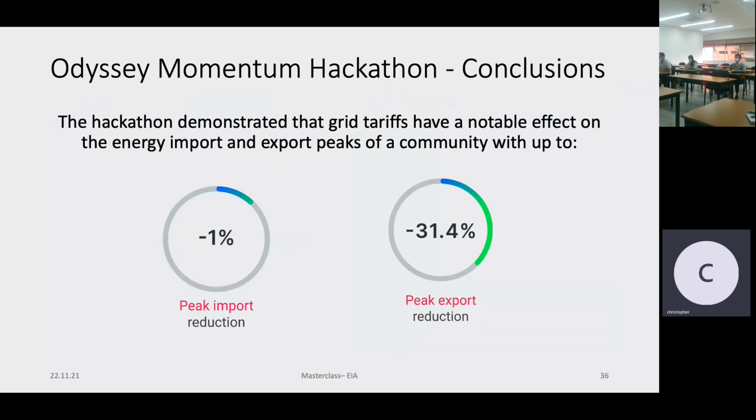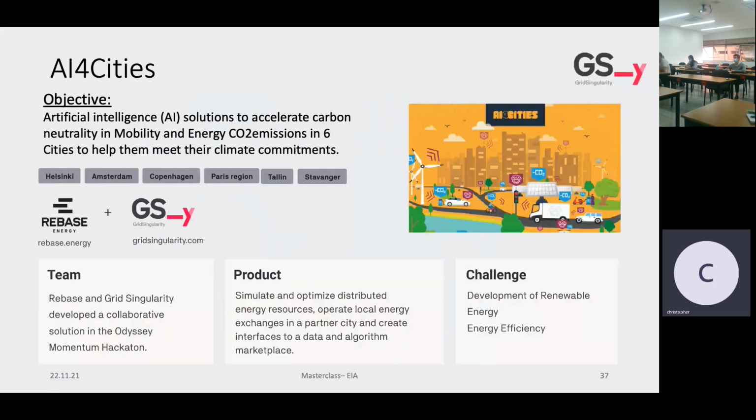One last project that I want to mention is AI for Cities. So we are doing a partnership with Rebase Energy to provide solutions to cities to reduce their CO2 emissions. There are different cities in the project: Helsinki, Amsterdam, Copenhagen, and other cities. And in that project, we are optimizing distributed energy resources, by sizing the different assets, so the different PVs and the batteries, and also selecting where we should place those assets in those cities to avoid any congestion. And we are operating a local energy exchange in order to further increase the benefit of those assets.